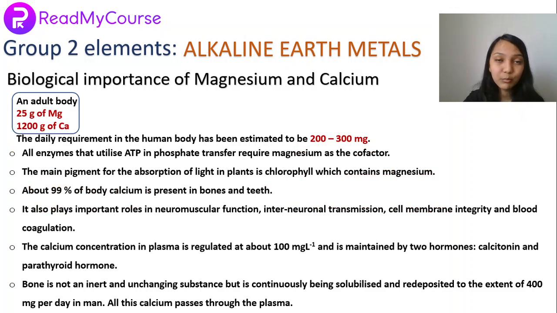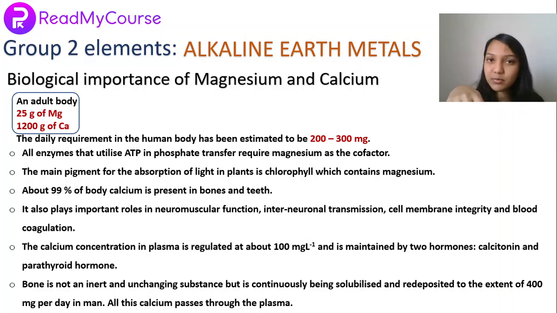Fine. Moving ahead, all enzymes that utilize ATP in phosphate transfer require magnesium as a cofactor. We were discussing that in case of phosphates, when phosphate ions are used for the hydrolysis, oxidizing glucose, right? Glucose oxidizes to form ATP, right? When we were discussing phosphate ions, fine. So when glucose oxidizes to form ATP, all enzymes that utilize ATP in the phosphate transfer require magnesium as the cofactor, fine. So magnesium is used as a cofactor in all the enzymes utilizing ATP in the phosphate transfer mechanism, fine.